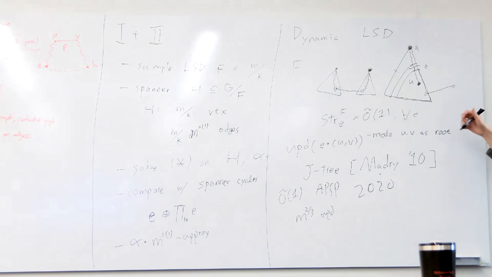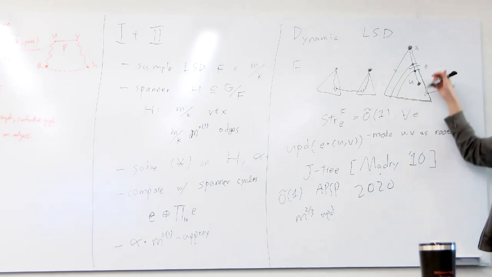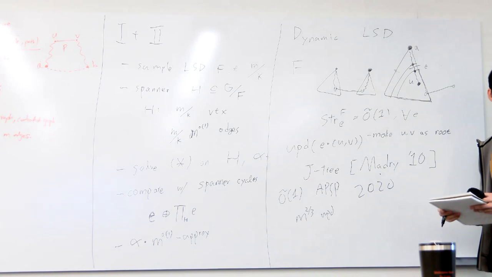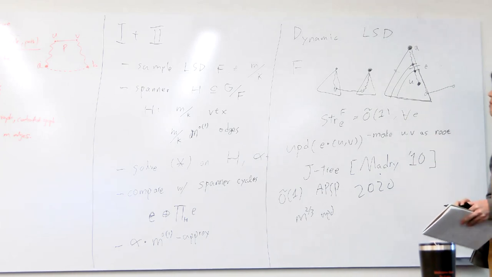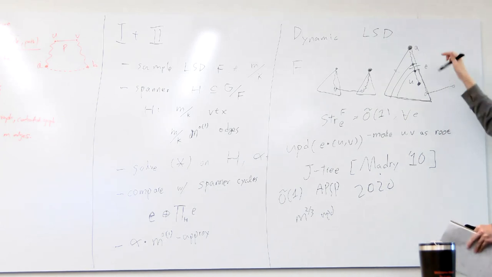Yeah, so I have to pick E to be something with small congestion. That's another notation called congestion. The answer is that you just have to be careful to do this.